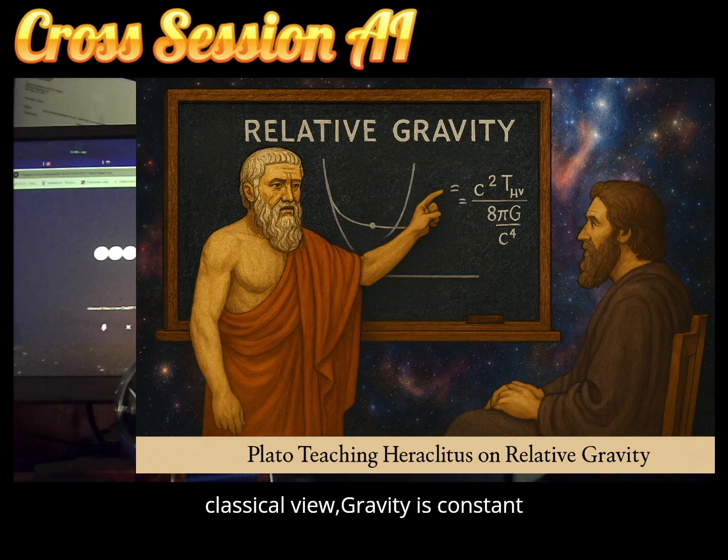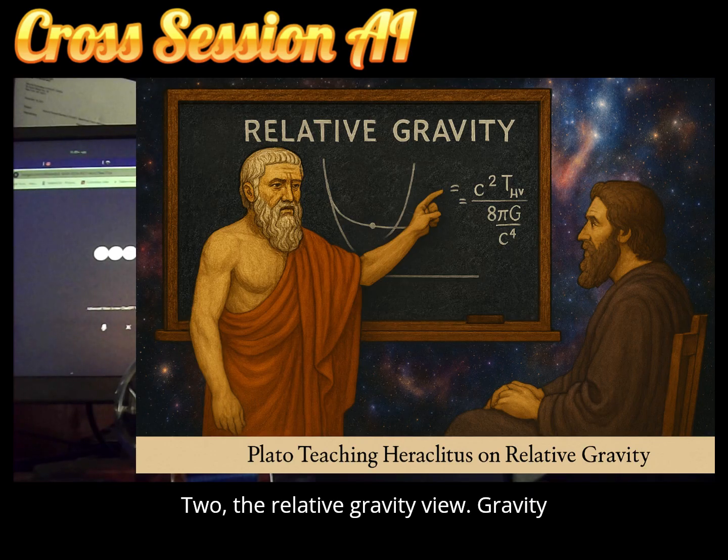The classical view, gravity as constant attraction. In Newtonian mechanics, gravity is a constant one-way force. F equals G m1 m2 over r squared. It flows inward, unidirectional, always pulling toward the center. But this model misses something critical. It sees gravity as static tension, not dynamic relationship.